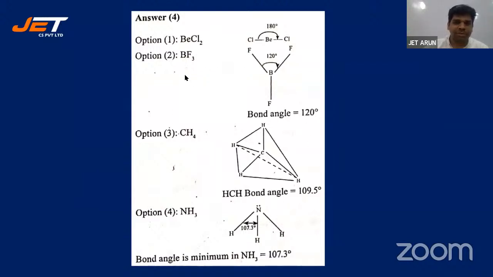So this is very important, students. If the question were bond angle 120 only, then BF3 would be the answer. So these structures are very important. If these structures are known, the answer becomes very easy. Okay, from the question itself, you can create 4 options and 4 questions. All right, let's go for the next one, students.